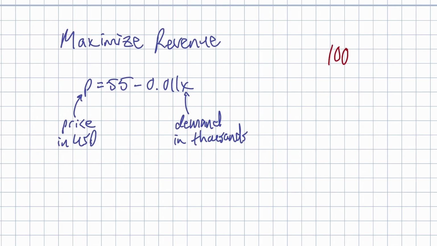We don't care. So we call it a widget because it doesn't matter what it is in the moment. If you have 100 widgets that you're selling for $5 each, I think it's pretty clear that your total revenue is going to be $500, because you sold a $5 thing 100 times. You just multiply them together. So the revenue is always going to equal the price times the demand. And remember, X is in thousands, so we have to keep that in mind as well, okay?